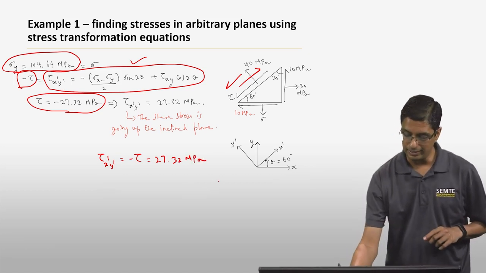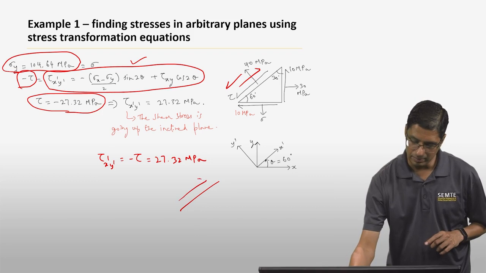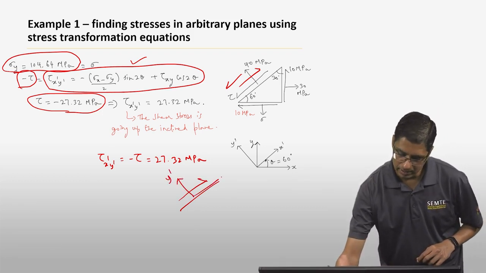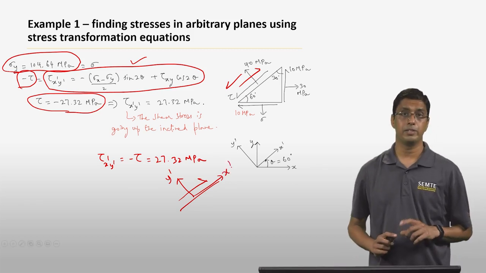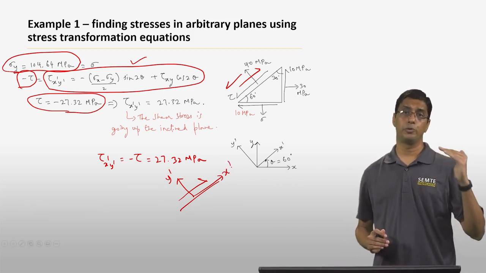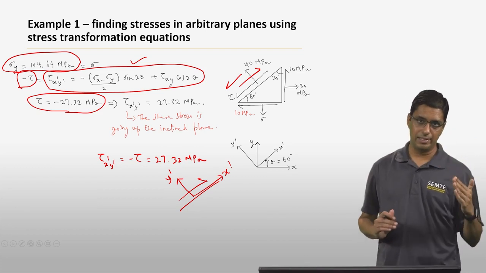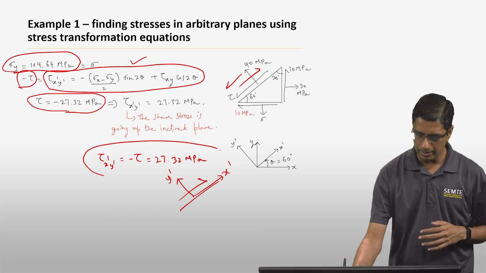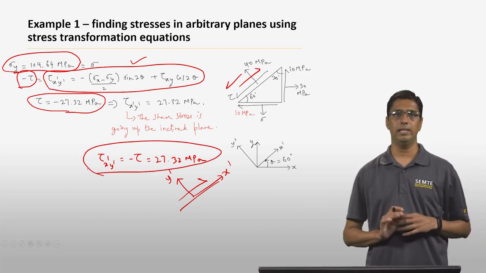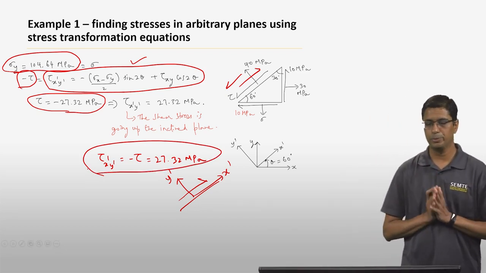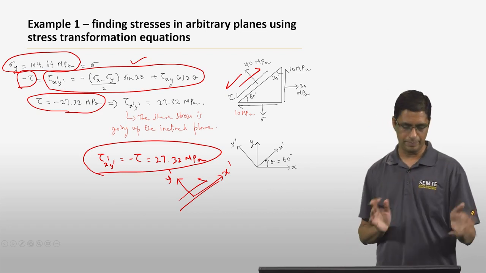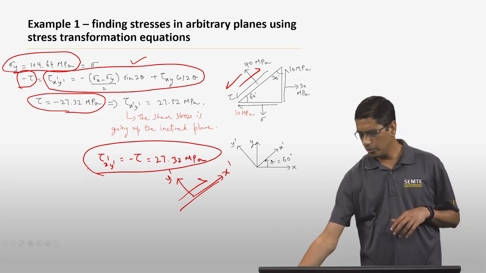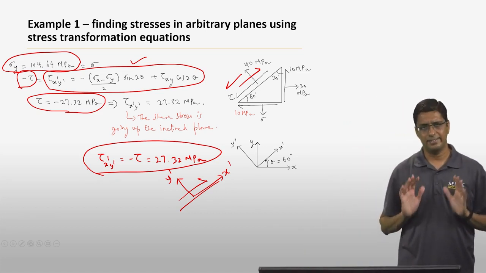So if you look at this inclined plane, if the shear stress on that plane is going up, this is the y prime direction, and that is the x prime direction. So on a face whose normal is the y prime axis, the shear stress is along the positive x prime axis. So tau x prime y prime is positive. Okay, so that is our two unknowns, sigma y or sigma and tau, that we have found using these stress transformation equations. So what I'm going to do next is actually solve this exact same problem.